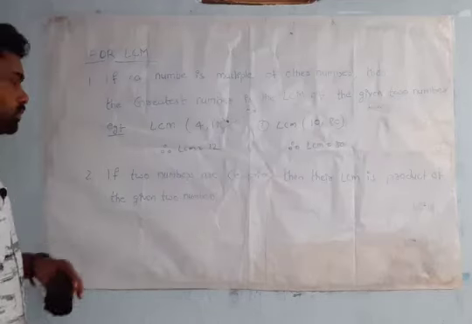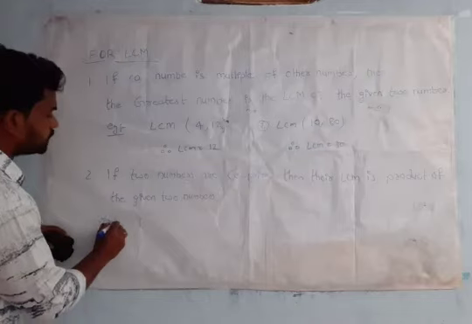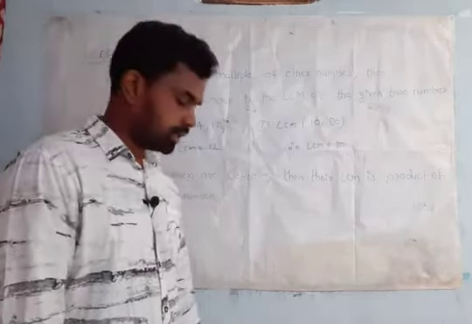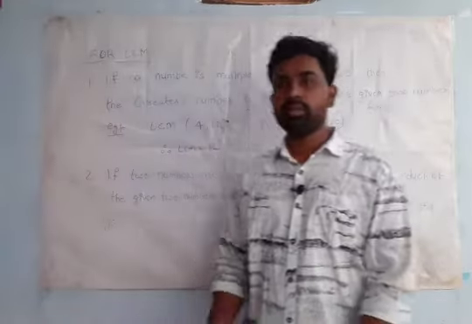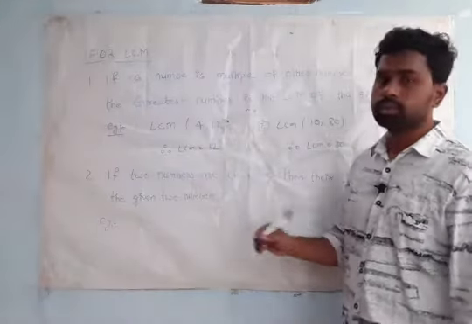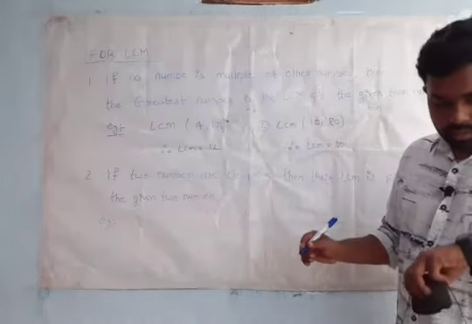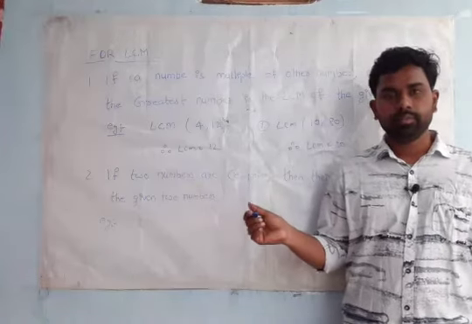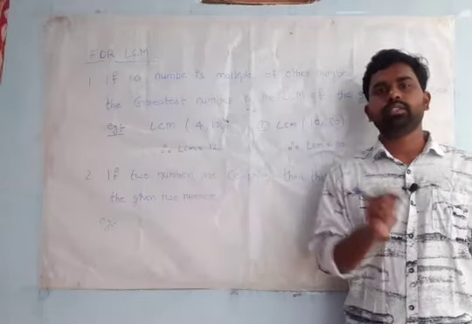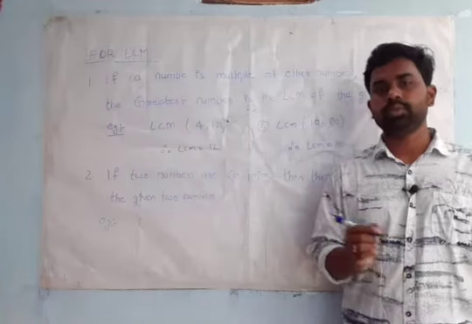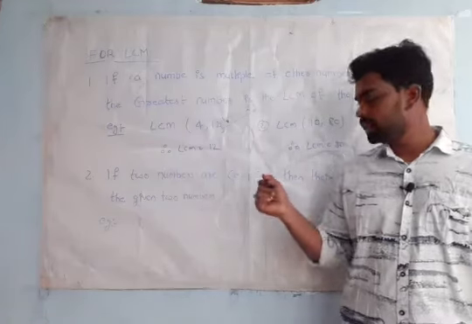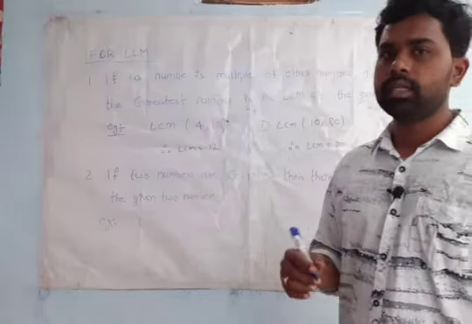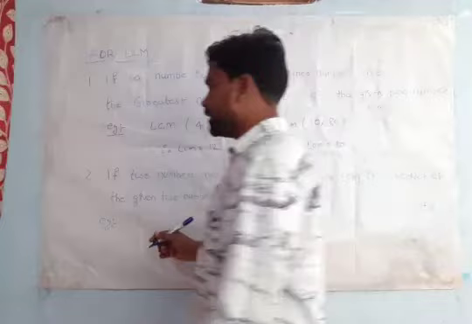That means, for example, co-prime means what? What I told about co-prime when I discussed the types of numbers. The two numbers are said to be co-prime when they have only one as a common factor. Only those numbers are called co-prime numbers. For such kind of numbers, we need to take the product.